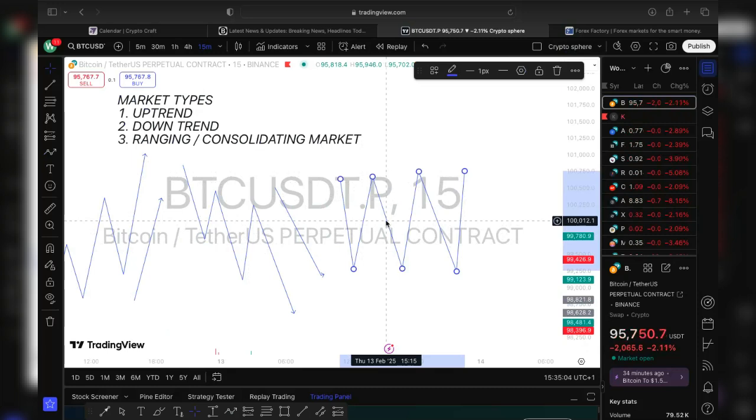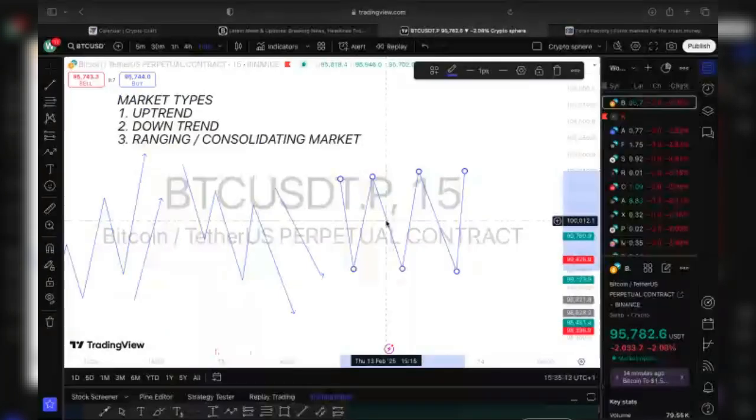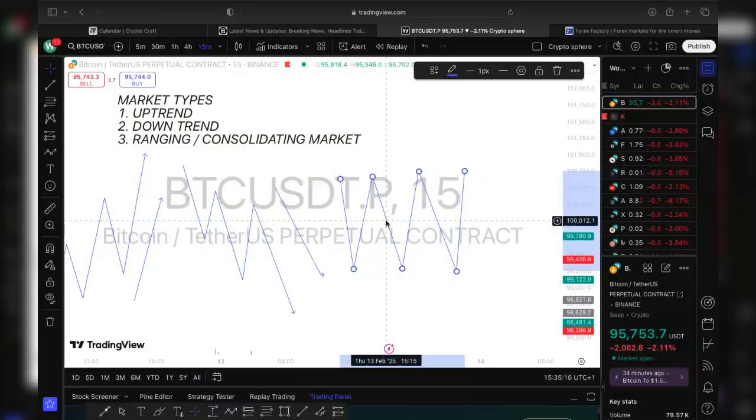So these are the three types of market we have, and you should pay attention to only these two types, the uptrend and the downtrend. You have no business with the ranging or consolidating market. So I believe you all understand the market types, and I would like to entertain questions right now.